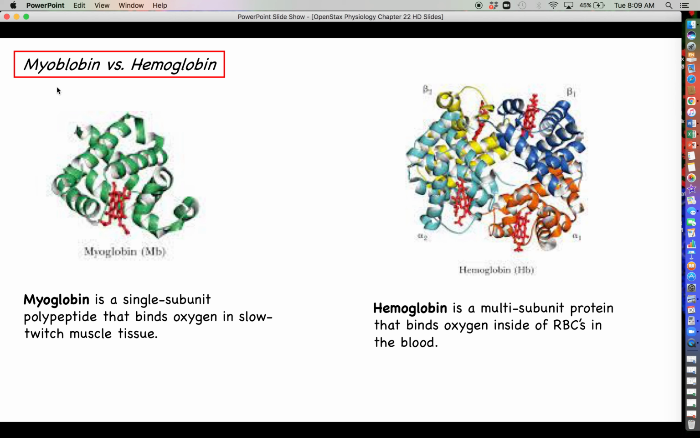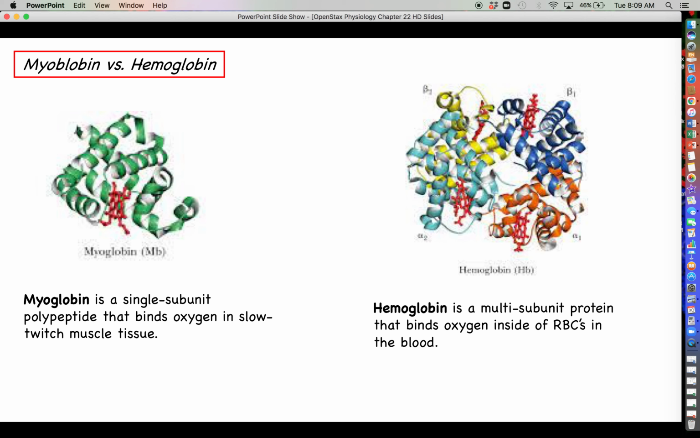So myoglobin is very, very similar to some of the hemoglobin subunits in the sense that its polypeptide structure and folding is very similar, and it also contains a single heme prosthetic group that allows it to bind to a single molecule of oxygen. The major difference, though, is that hemoglobin is a multi-subunit protein in which it consists of 2 alpha subunits and 2 beta subunits, whereas myoglobin is just a single subunit that exists independently.